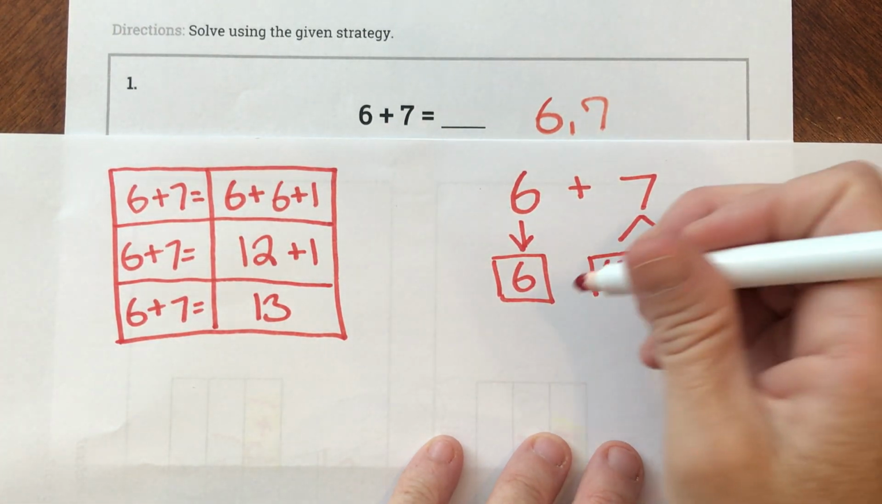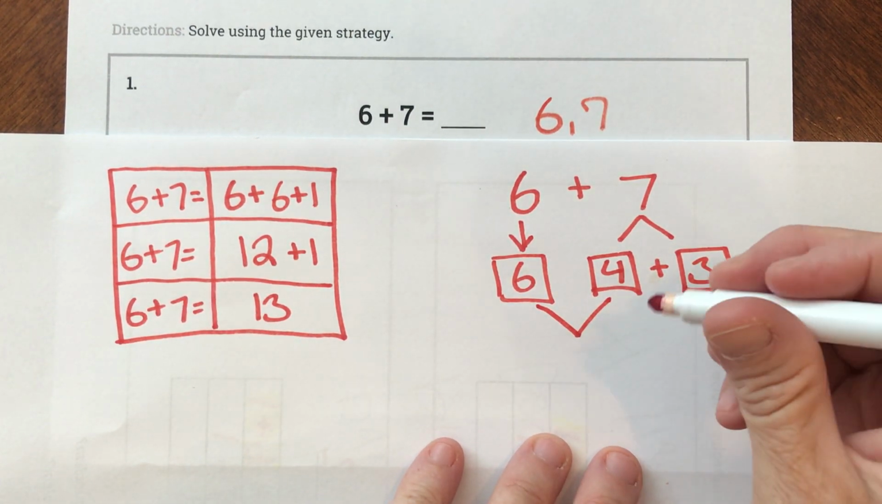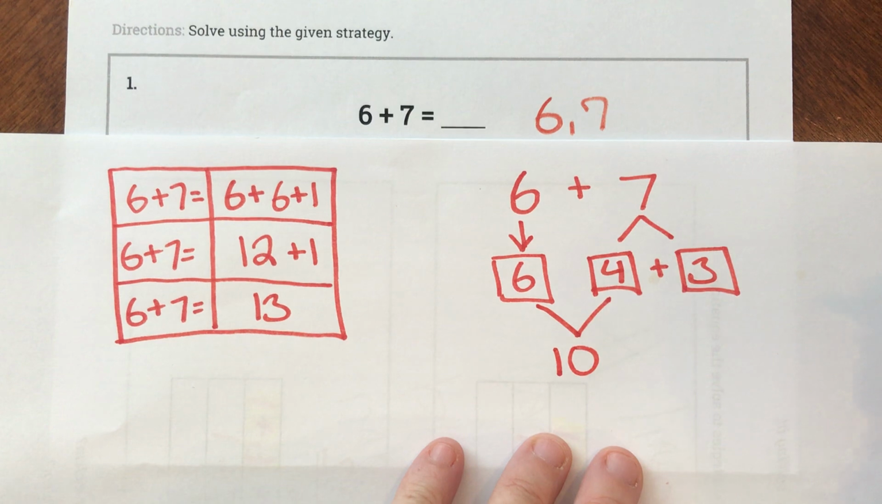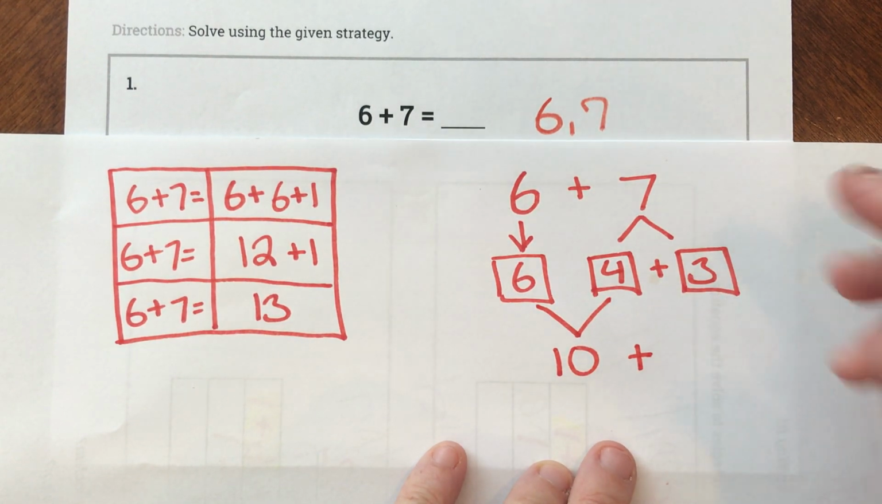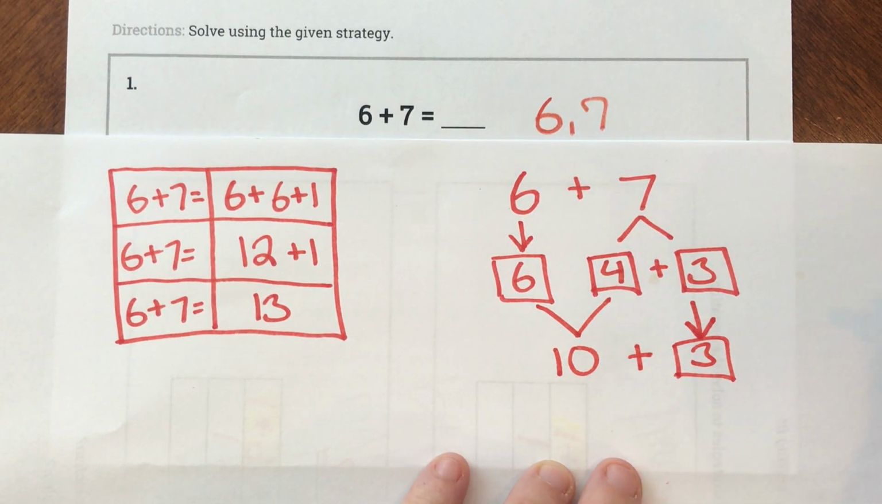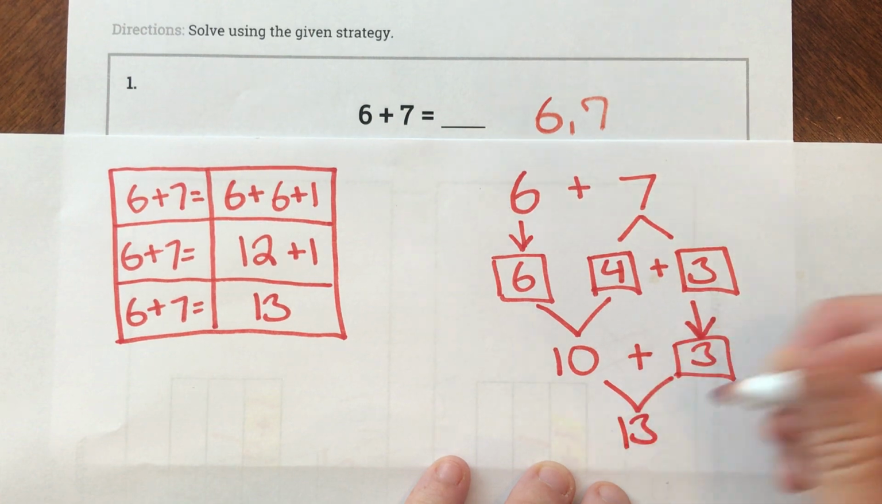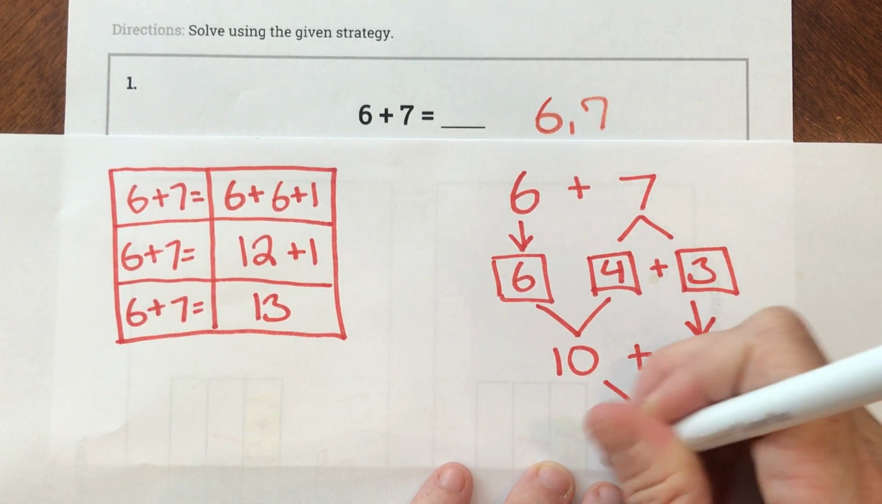The reason I'd want to do that then is because what's 6 plus 4? What did we just count? 6 plus 4 would give me 10. And then what do I have left here? I just have the 3 left. And I know if I have 10, then it's easy to count on 3 more. So 10, 11, 12, 13. So that's another strategy I could have used, friends.